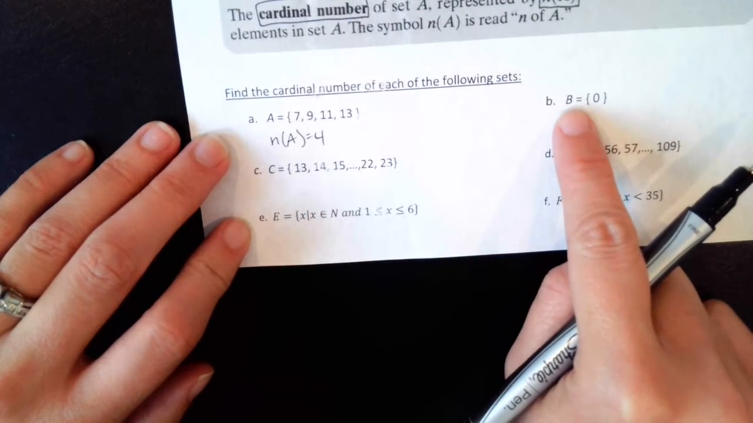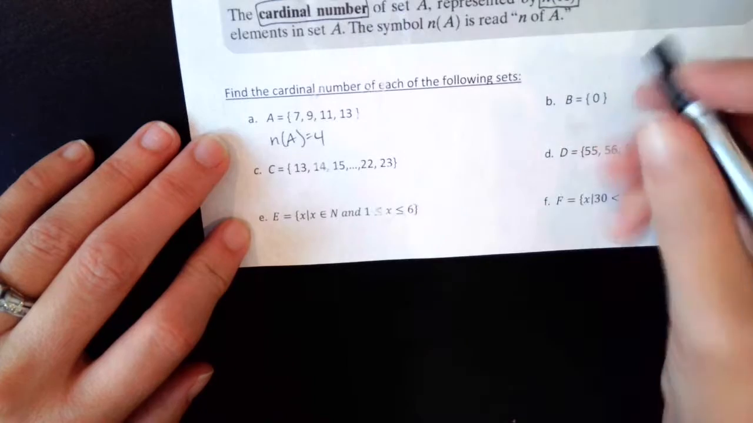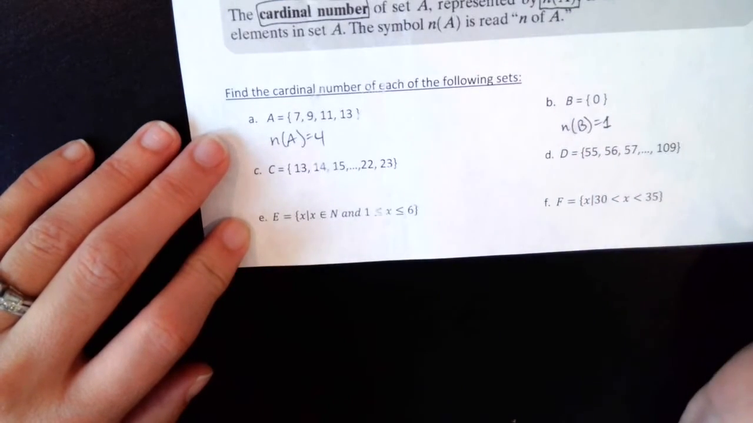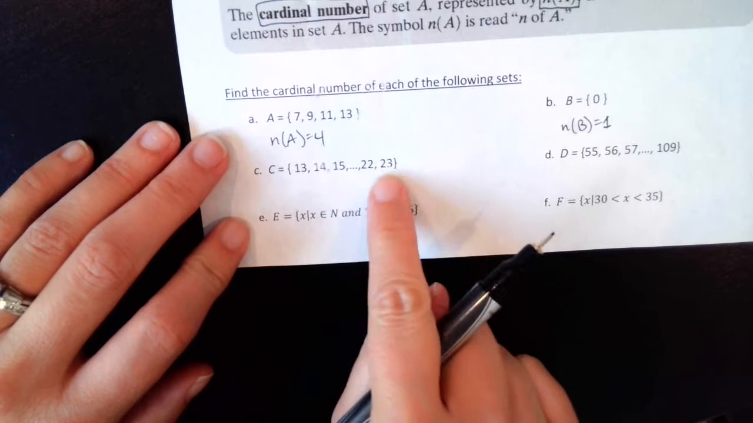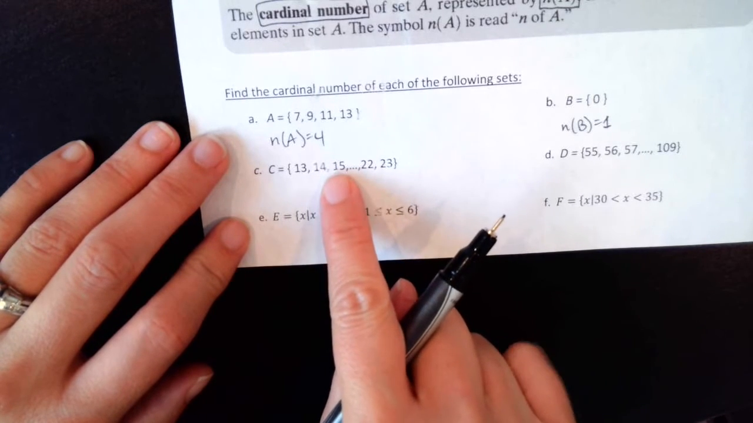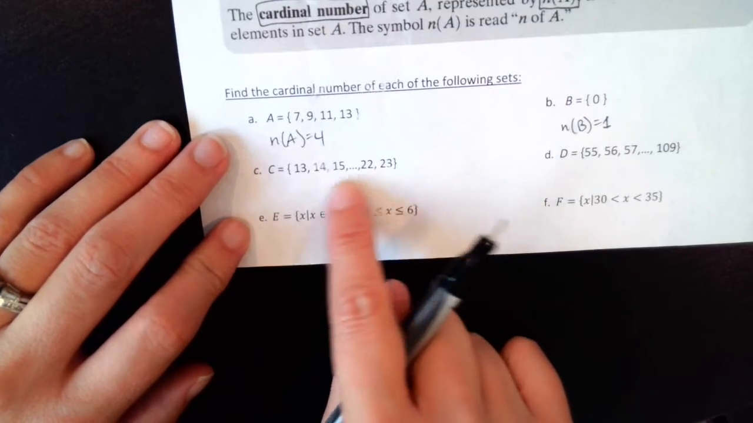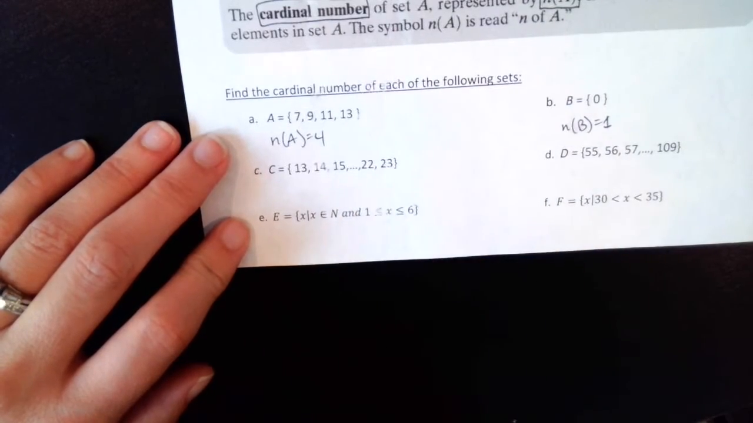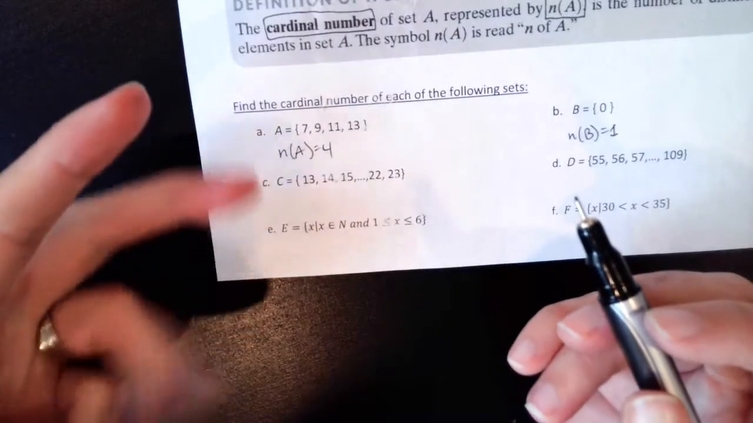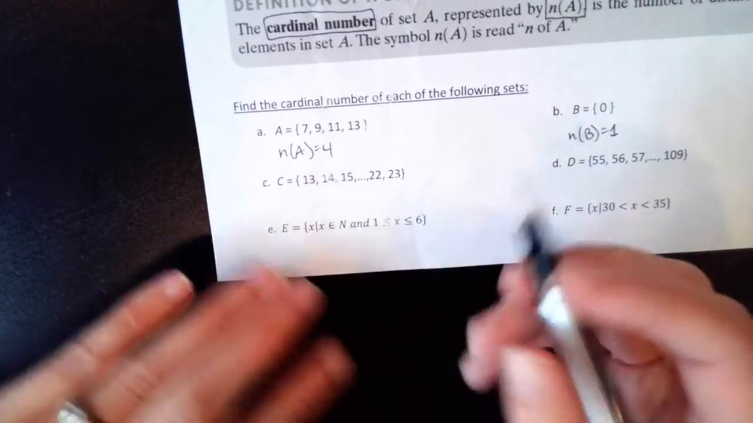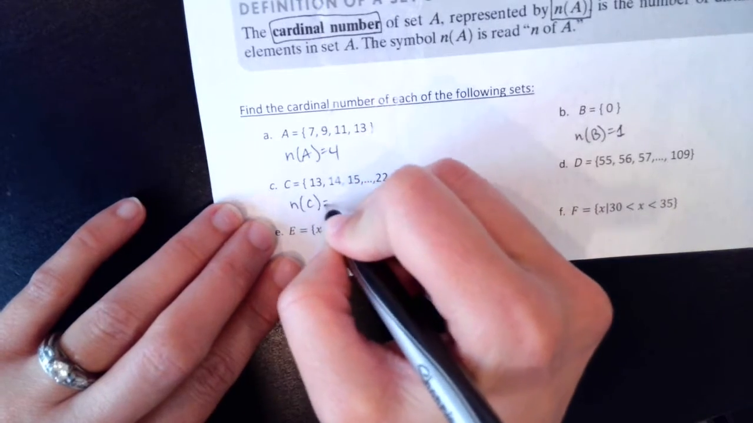What about over here, B? How many things are in my set? Did you get 1? Because you should have. Okay, this one's a little trickier. I've got 13, 14, 15, and I'm going to keep following that pattern until I get to 22 and 23. So this one, you still need to count. So I've got 13, 14, 15, 16, 17, 18, 19, 20, 21, 22, 23. So that's 11 elements in that set.